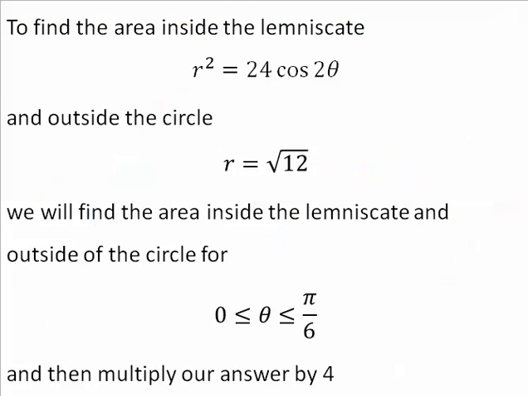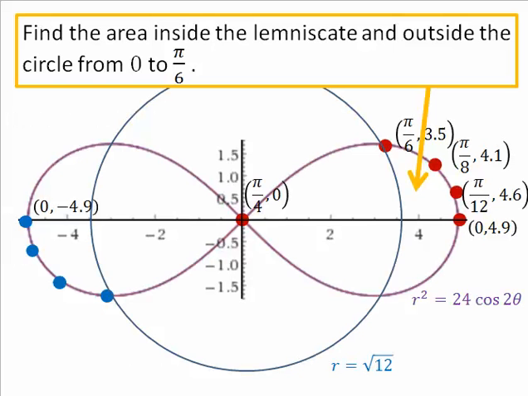So to find the area inside the lemniscate and outside the circle, I'm going to find the area inside the lemniscate and outside the circle just for 0 to pi over 6. And then I'm going to multiply my answer by 4. And the reason for that is, remember how r gets all funky, and sometimes it's positive and sometimes it's negative? It's really best, whenever possible, to use symmetry. And so that's what I'm going to do.